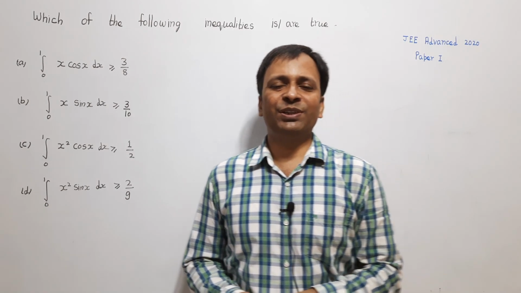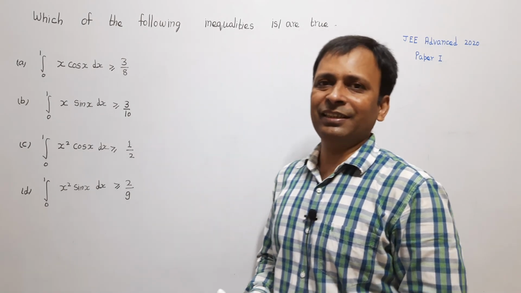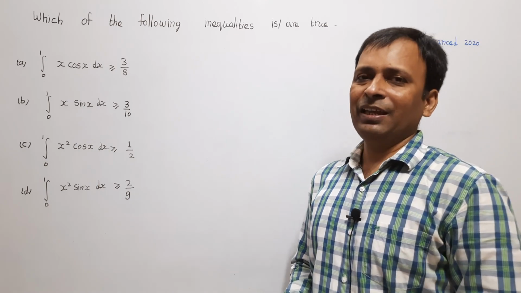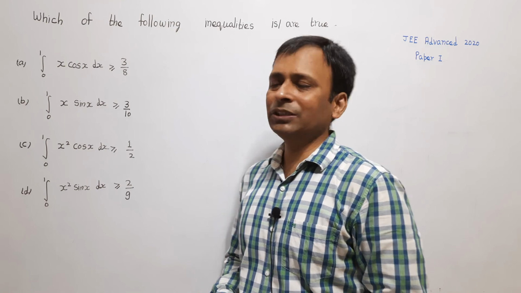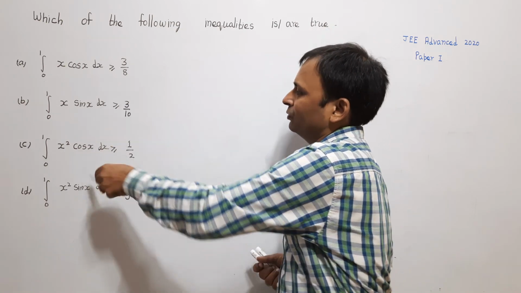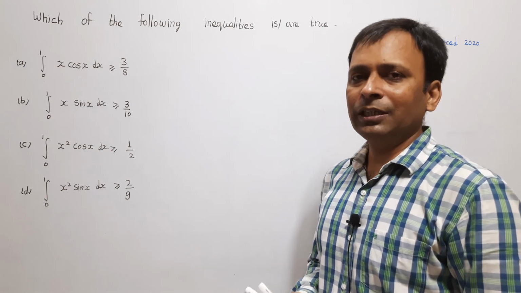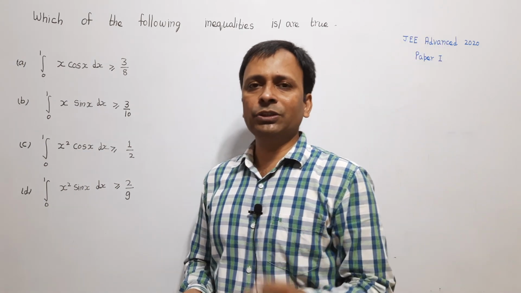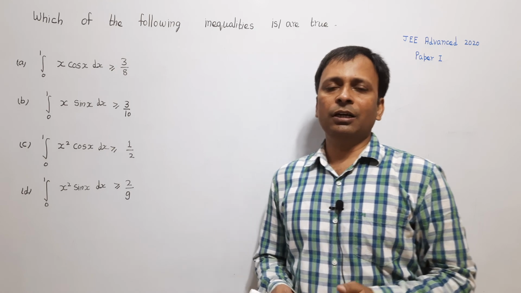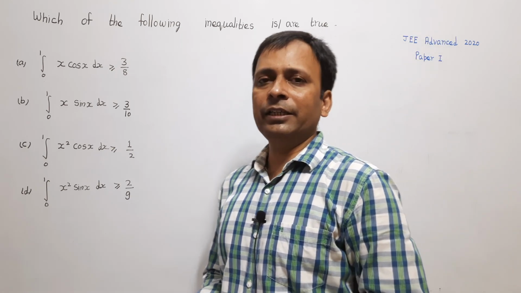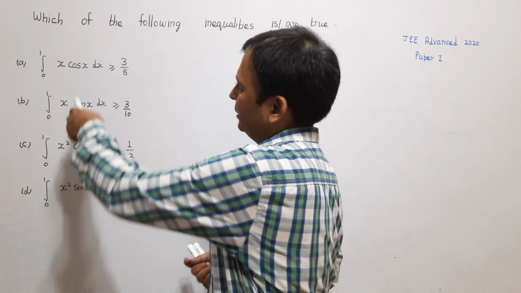Let's take this problem from definite integral, which is taken from JEE Advanced 2020 paper 1. In this question we have to find out which of these four inequalities are true. Here I have observed that most of the students approach this question by trying to solve it like a definite integral, because it can be easily integrated.